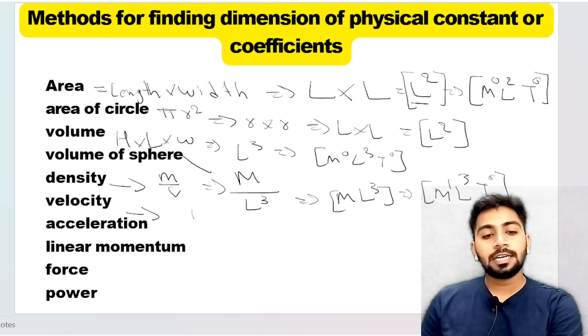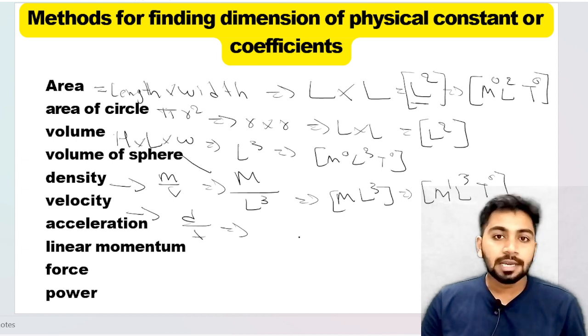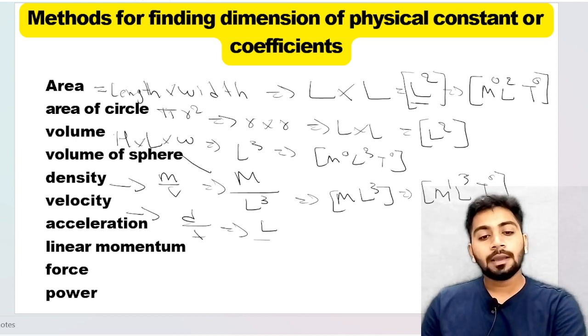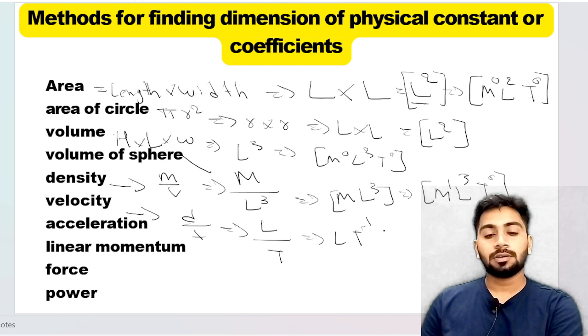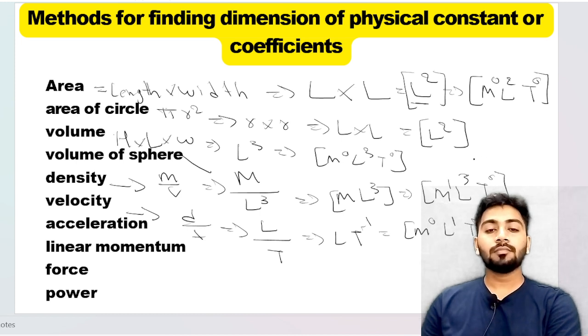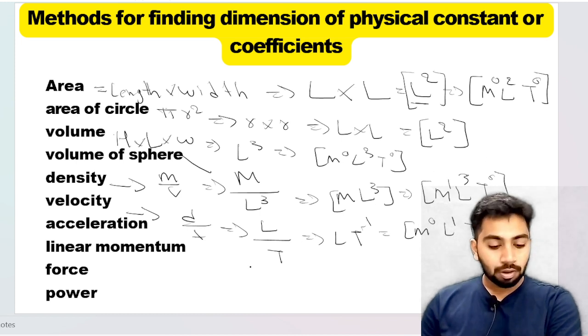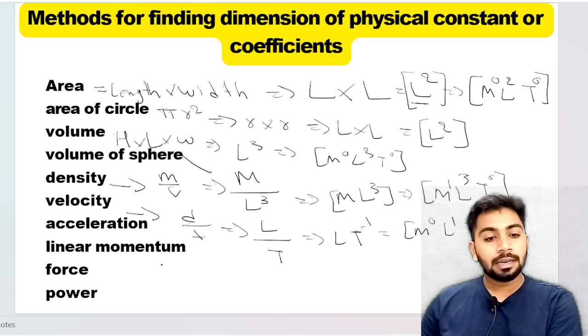Velocity is equal to what? Displacement by time taken. Displacement is measuring distance again, distance means length. Time is measuring time only. So what comes? T inverse. Now you can even write it as M0 L1 T to the power of minus 1. Nice, right?